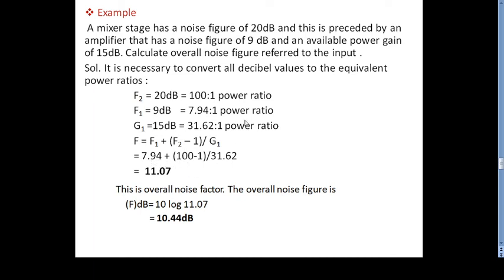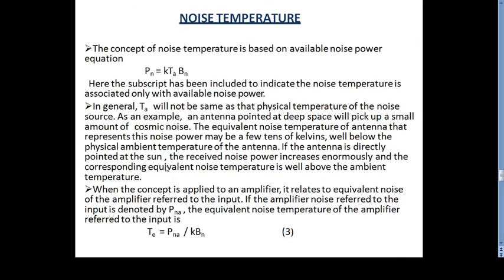So by using this put value, the overall noise factor is 11.07. So the overall noise figure in dB is 10 log to the base 10 of 11.07, which becomes 10.44 dB. Then we go to the noise temperature.